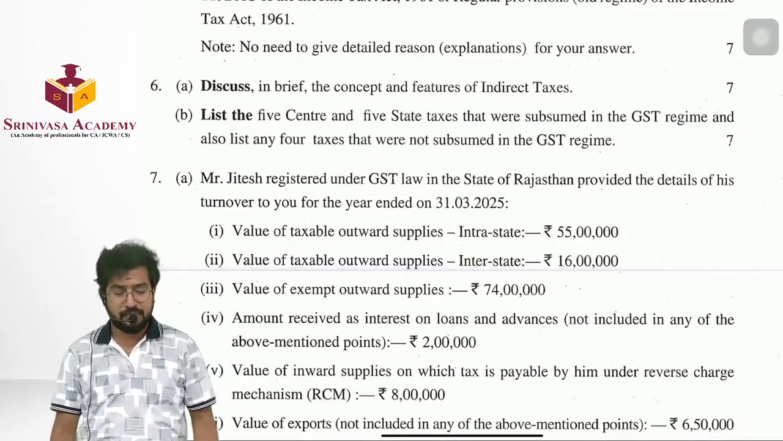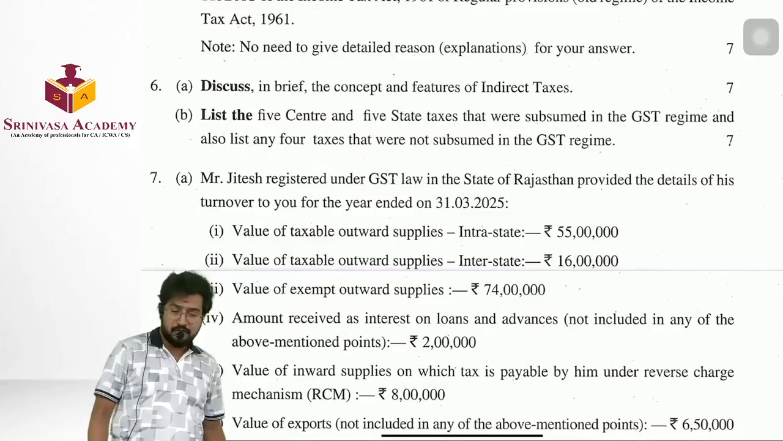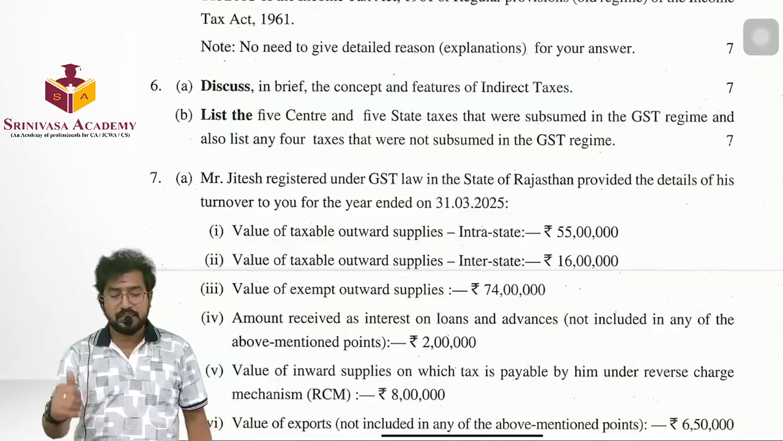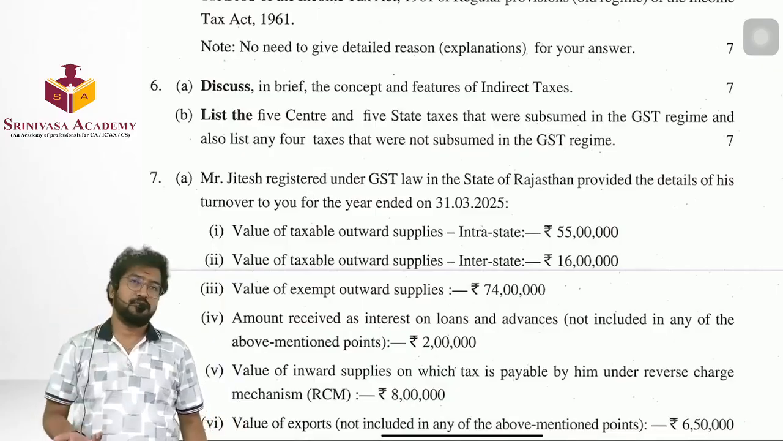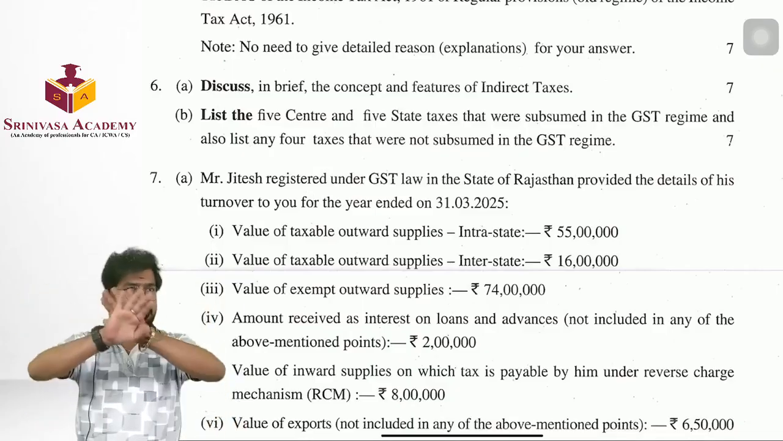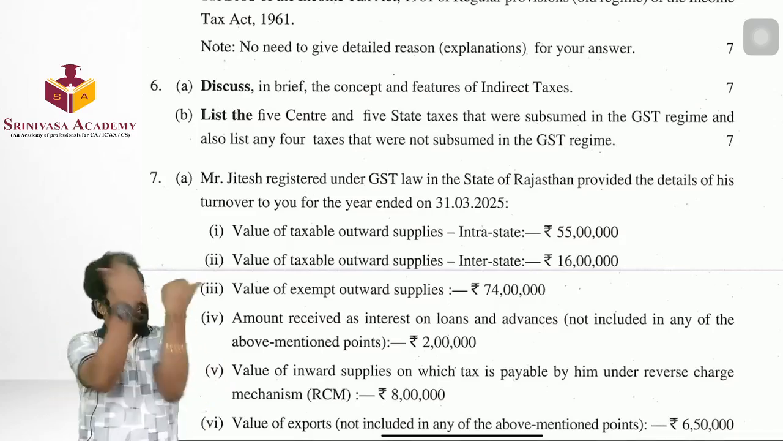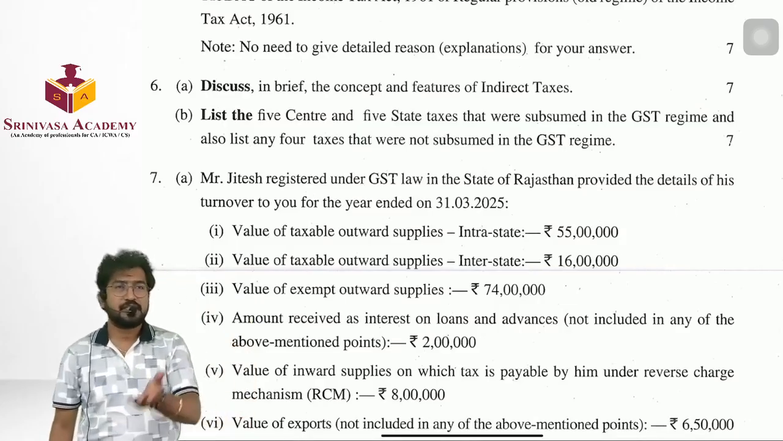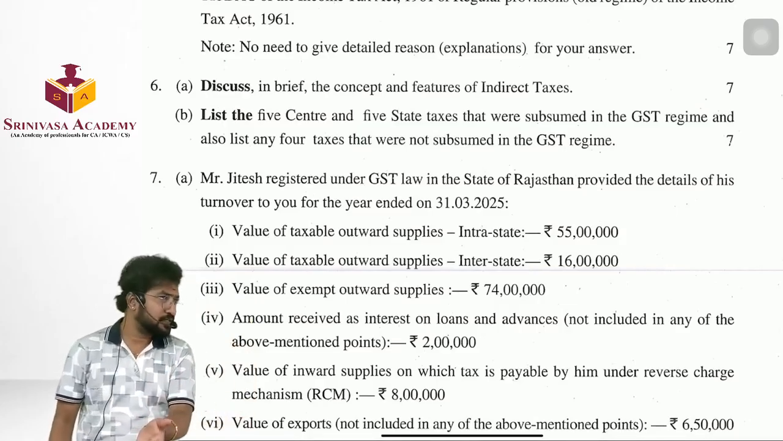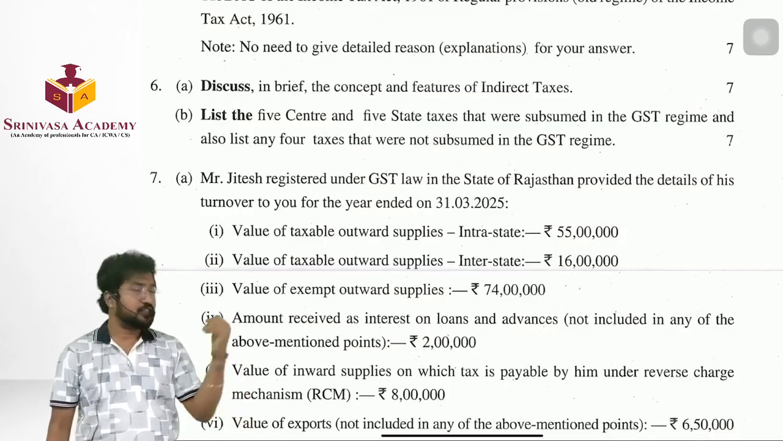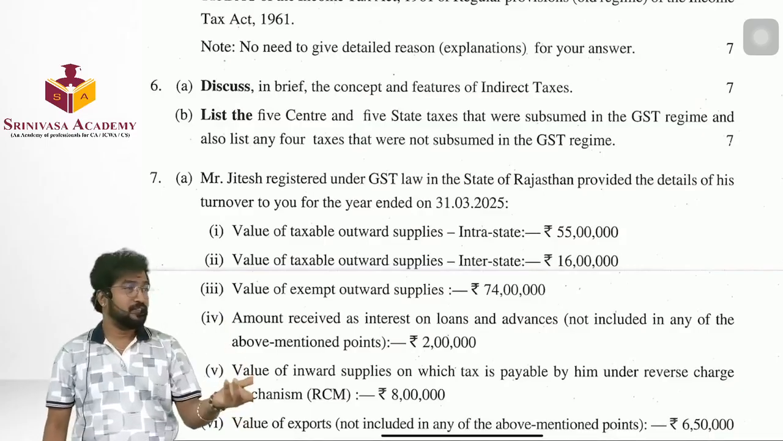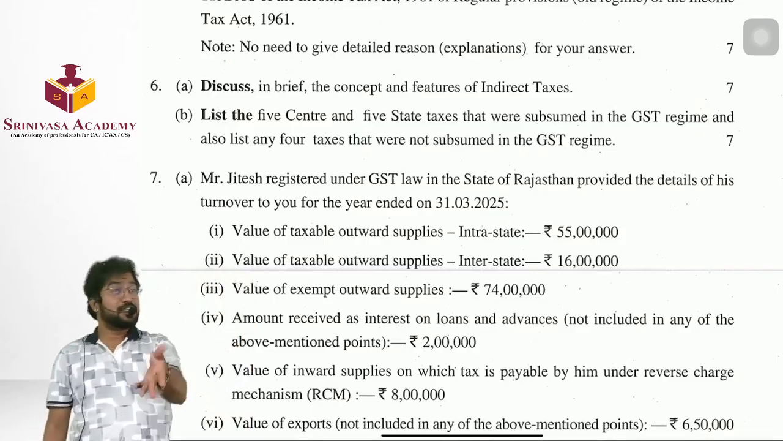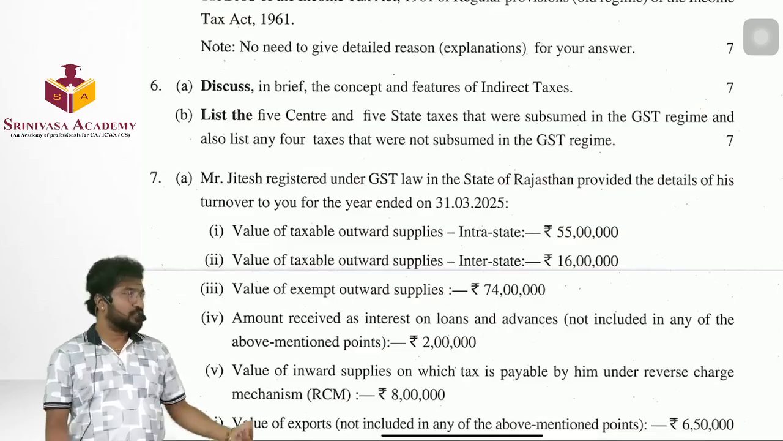Next, what is next one? List the 5 central and state taxes that were subsumed in the GST regime, and also list any taxes which are not subsumed into GST. Profession tax, property tax, state excise duty, central excise duty, that is subsumed, but they have given in a different way. Okay, right. Basic customs duty, not subsumed into GST.